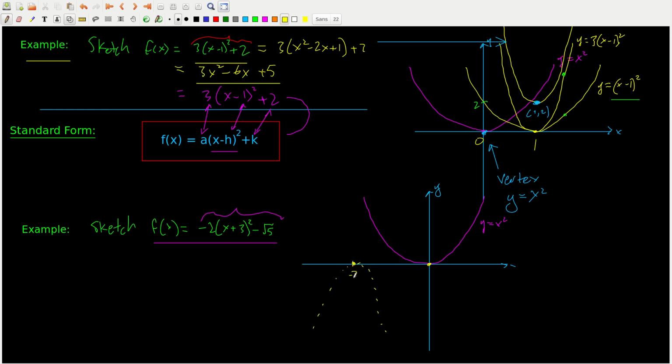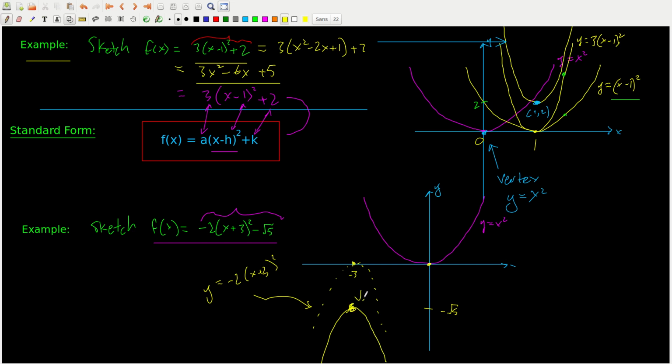So it's stretched vertically, it's moved to the left 3, and then it's flipped around the x-axis. So this one I've drawn so far would be a sketch of something like this. And then the last job to do is sketch the final product, where we have the minus 5. That moves us down, we're subtracting 5, so we move down by, not 5, but the square root of 5, and so we end up with a parabola that looks something like this.